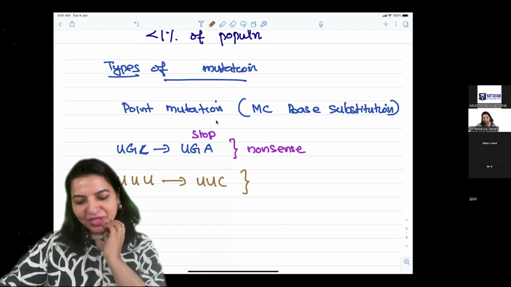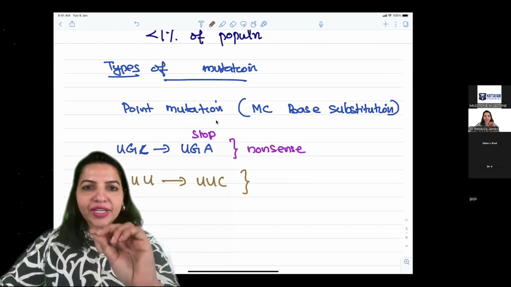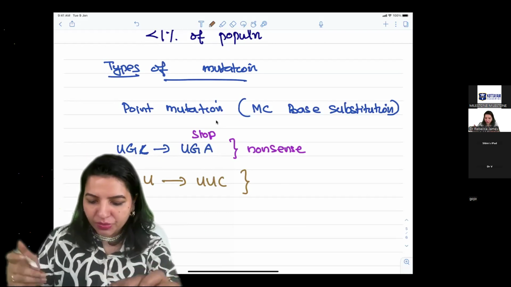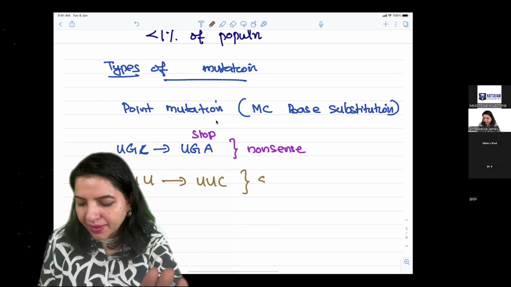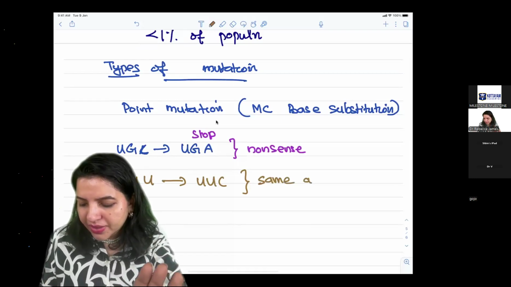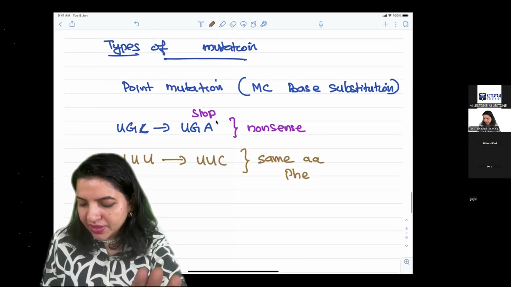Okay, right. Base substitution is correct, but what I want as the answer is silent mutation, because UUC is also coding for the same amino acid, phenylalanine. So this is silent mutation.